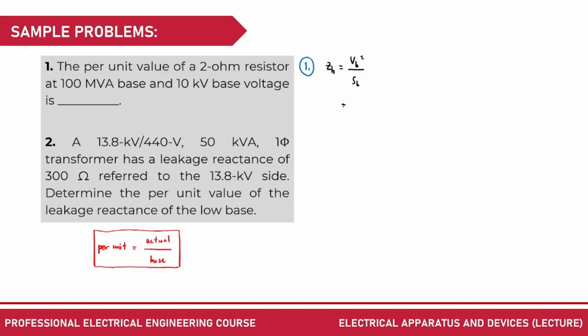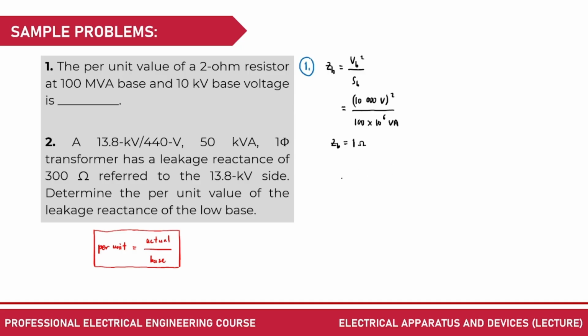And then voltage base gives us 10 kilovolts squared, divided by the S base of 100 times 10 raised to 6 VA. So that will be the Z base. So definitely it's now 10,000 squared over 100 times 10 raised to 6. So that becomes what? 1 ohm. Remember that base values are magnitude only.